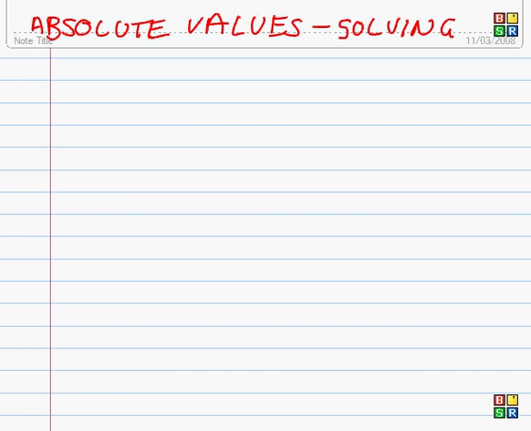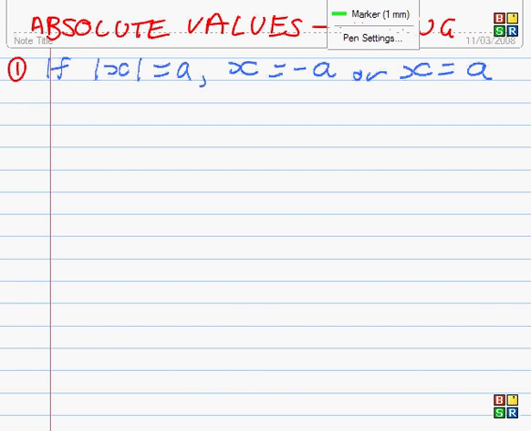Okay, in this second section of absolute values, what we want to do is find the rules for solving absolute value equations and then use them on a few examples. There are three rules for solving absolute value equations. The first one goes like this. If the absolute value of x is equal to a, then x is equal to minus a, or x is equal to plus a. And we should think about this always in terms of the number line.